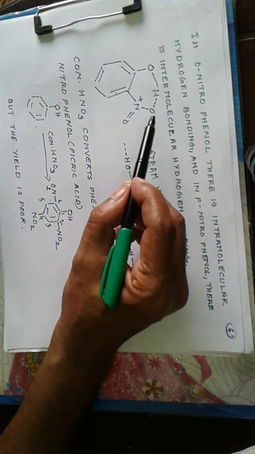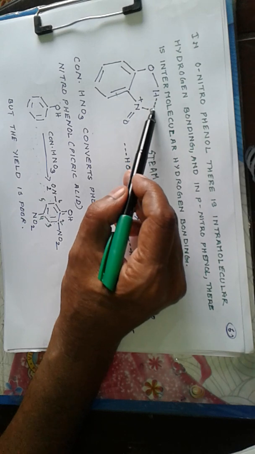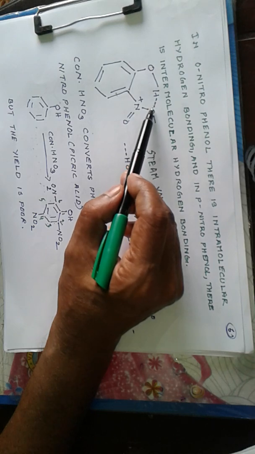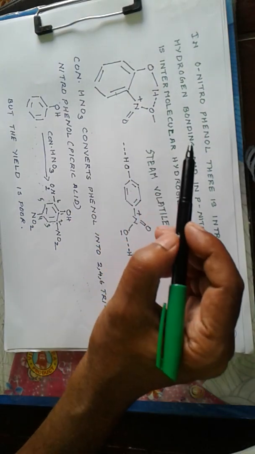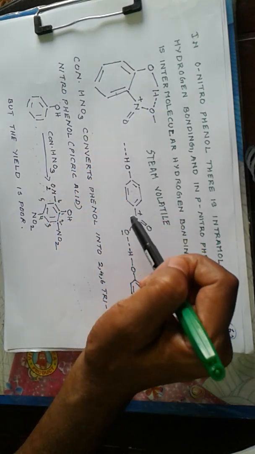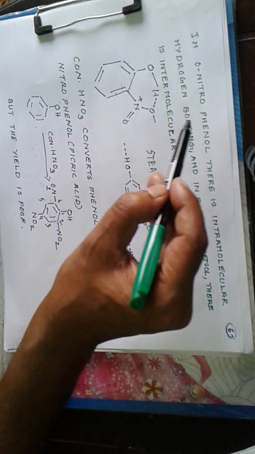Now in orthonitrophenol, the OH group and the nitro group are mutually bonded by a hydrogen bond. The negative oxygen establishes a weak bond with the hydrogen atom of the OH group, and this acts as a single unit. And in paranitrophenol, the nitro group of one molecule forms a hydrogen bond with the OH group of another molecule, and this particular hydrogen bonding is called intermolecular hydrogen bonding, and the former is called intramolecular hydrogen bonding.